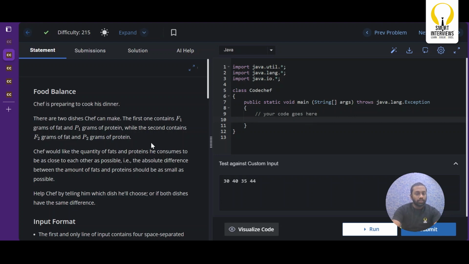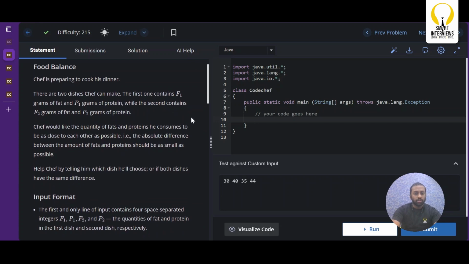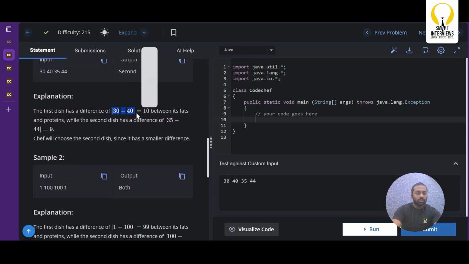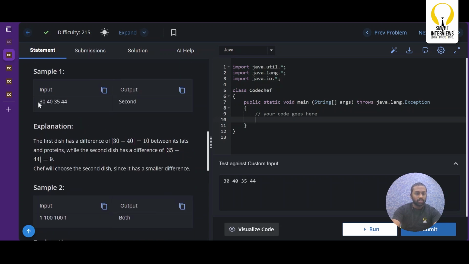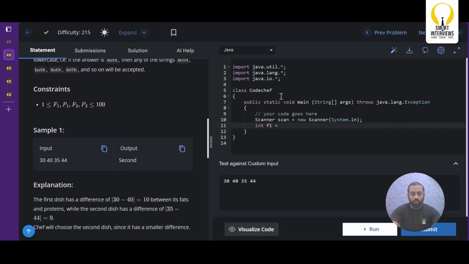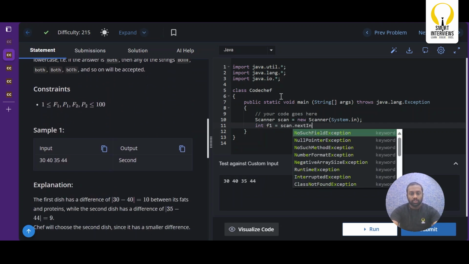All right, let's continue. So, pretty simple question. Basically, we need to rely on the absolute difference between the first dish and the second dish. So, let's start with the input. We know the first line: Scanner scan equal to new Scanner(System.in). Then the first one is f1, right? So int f1 equal to scan.nextInt().